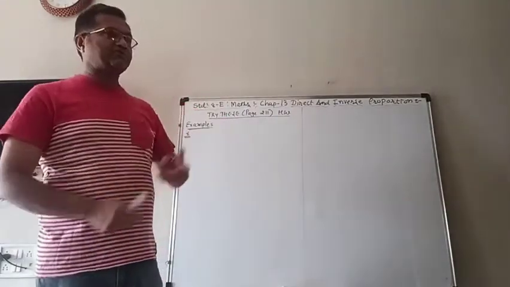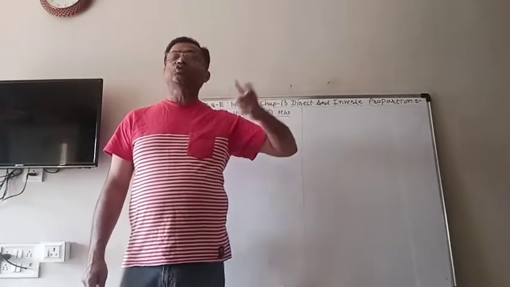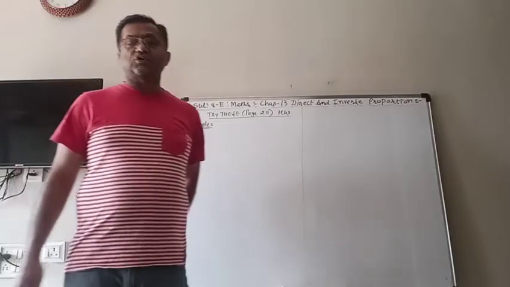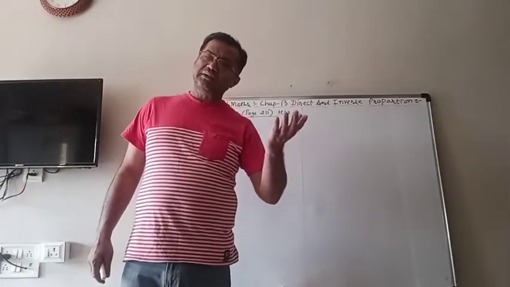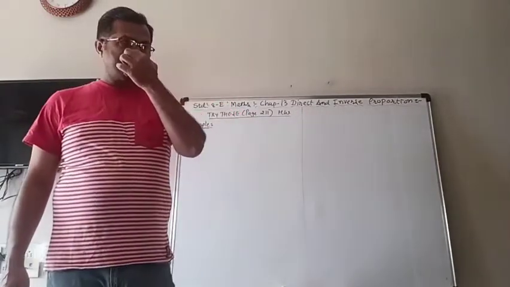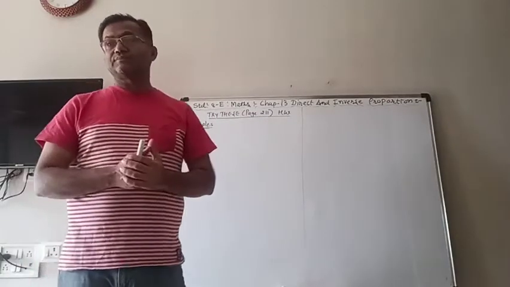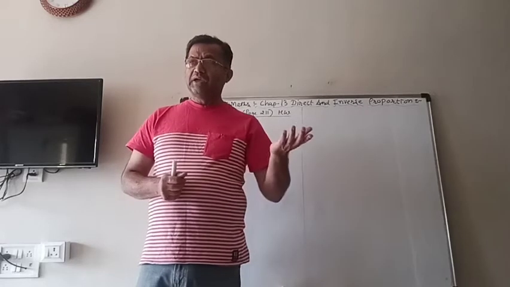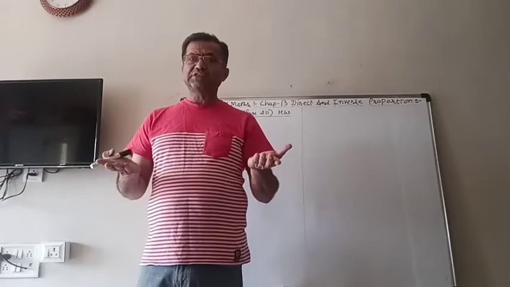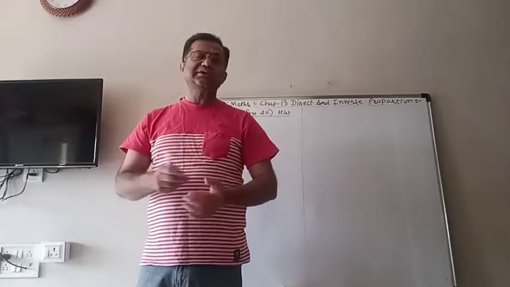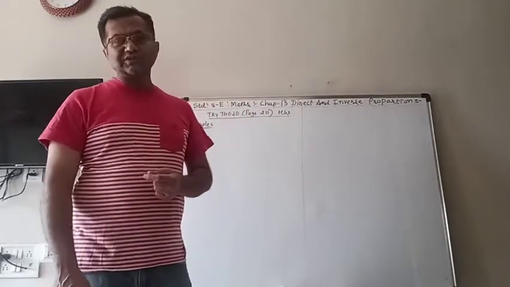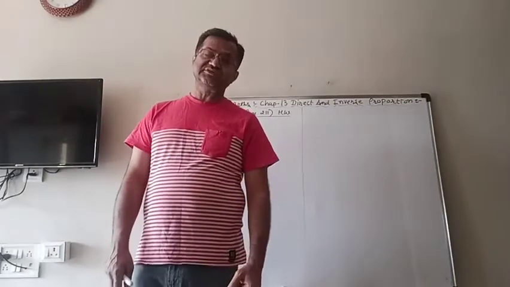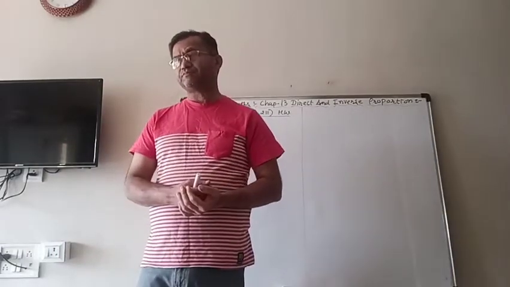In direct proportion, the ratio of two quantities is constant, meaning x upon y is constant. While in inverse proportion, the product of both quantities is constant. In direct proportion, both values are either increasing or decreasing. But in inverse proportion, when one is increasing, the other is decreasing, and vice versa.